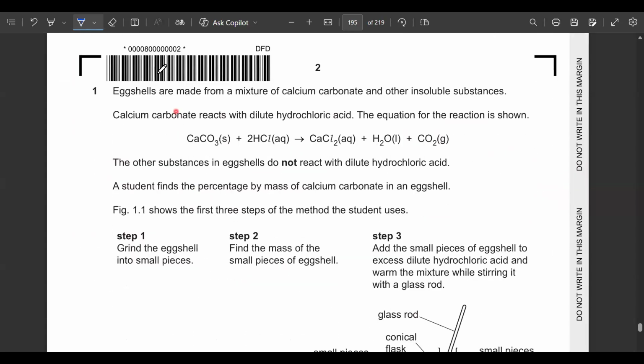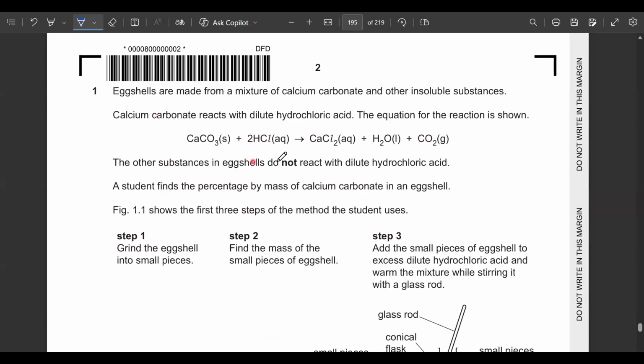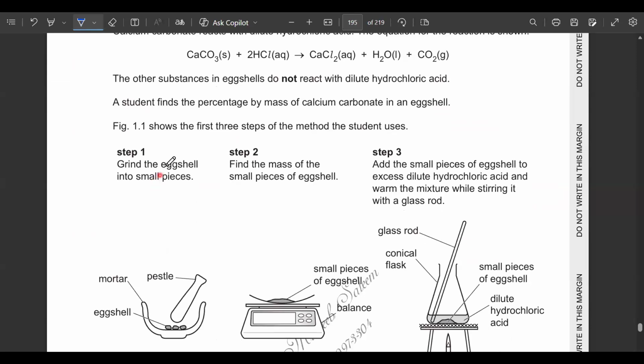Question number 1. Eggshells are made from a mixture of calcium carbonate and other insoluble substances. We have this reaction between calcium carbonate and HCl. We have already seen this reaction in your literature. The other substances in eggshells do not react with the dilute hydrochloric acid. A student finds the percentage by mass of calcium carbonate in an eggshell. We have these steps to find the percentage mass.